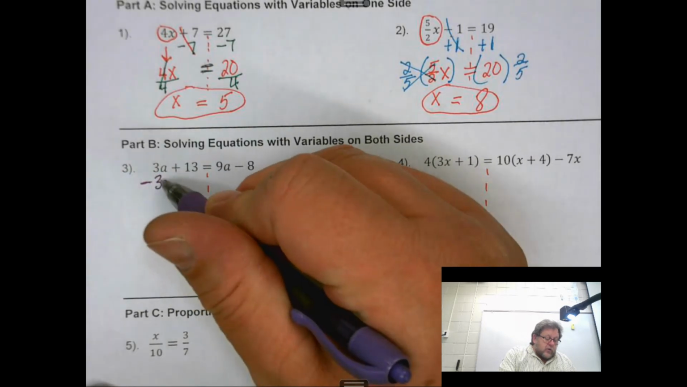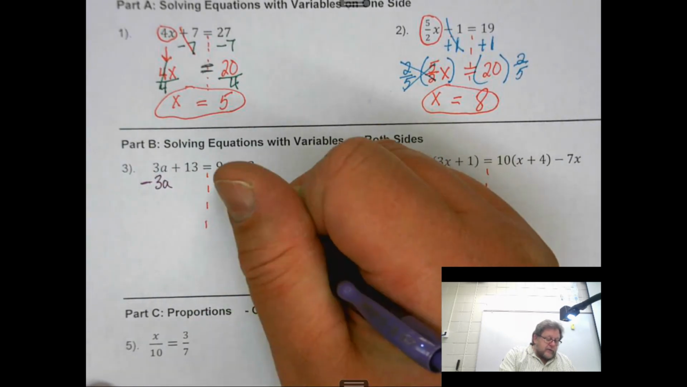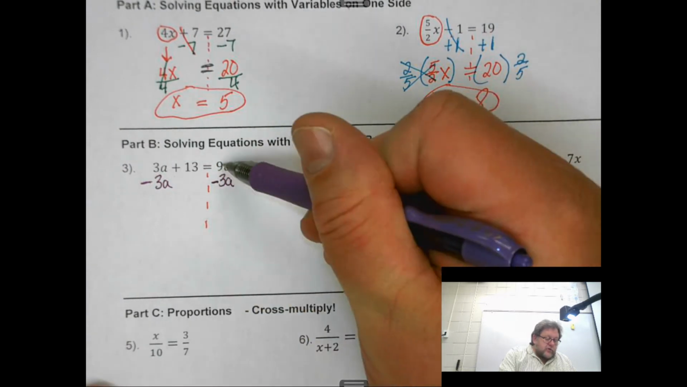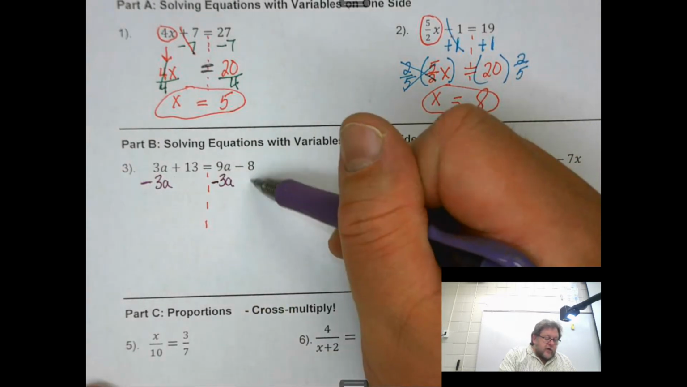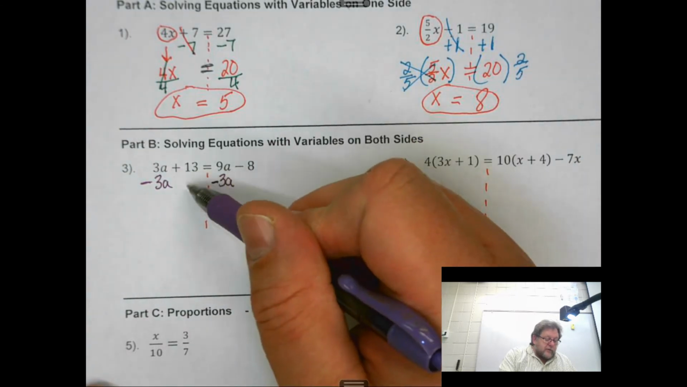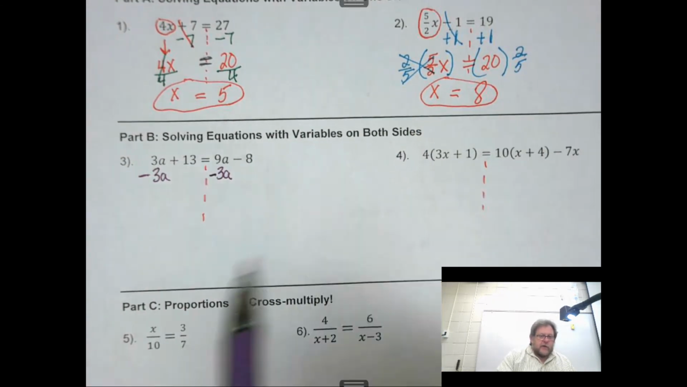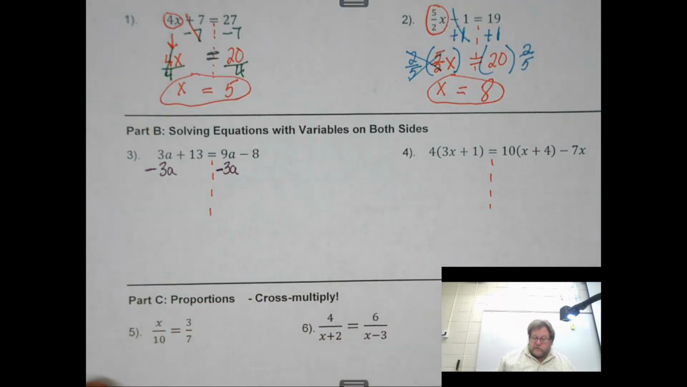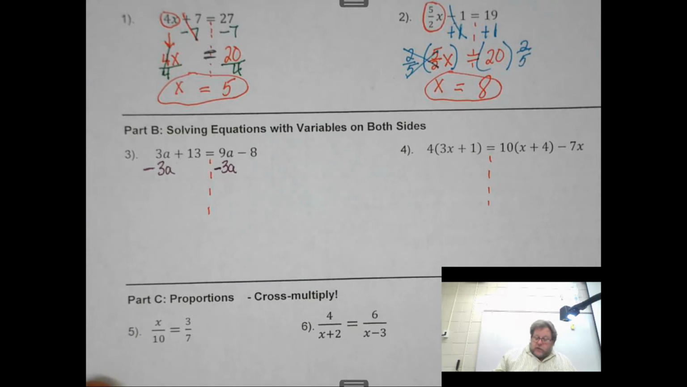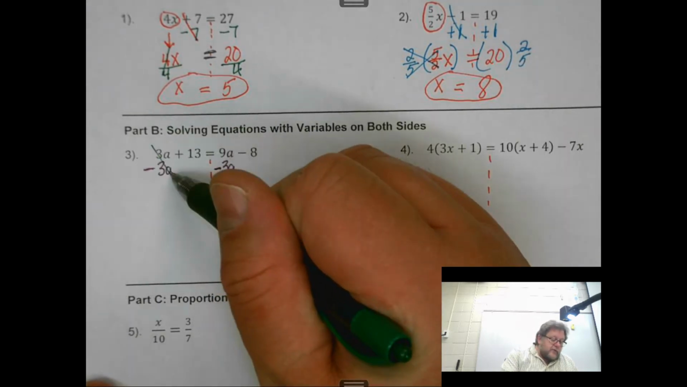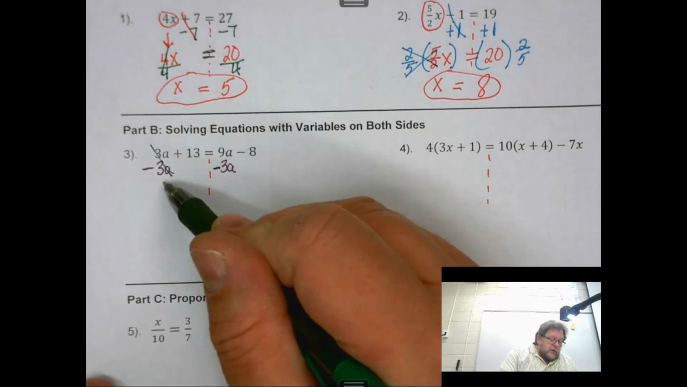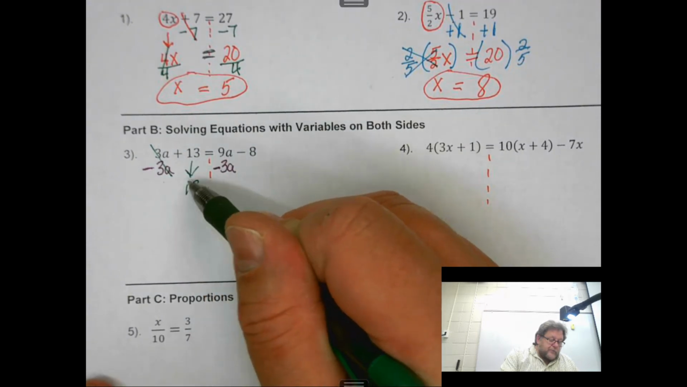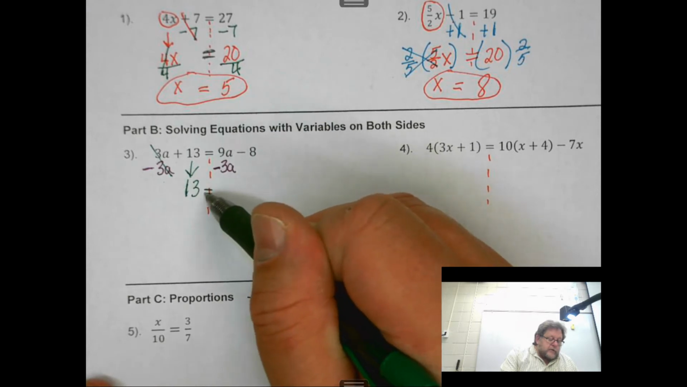Subtract 3a. Again, make sure you're doing like terms. You're not putting the 3a over here or subtracting the 3a on the same side. Again, a lot of arithmetic mistakes that I keep seeing. So I get 0. You don't have to put the 0 here because I'm bringing down that 13. Equals 9a minus 3a is 6a. Don't forget to bring down the minus 8.